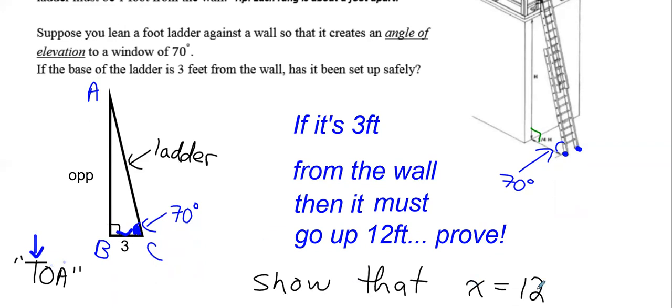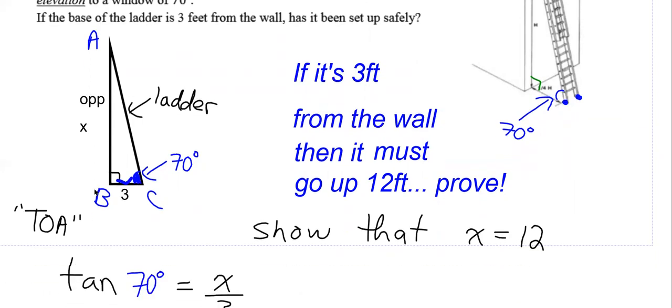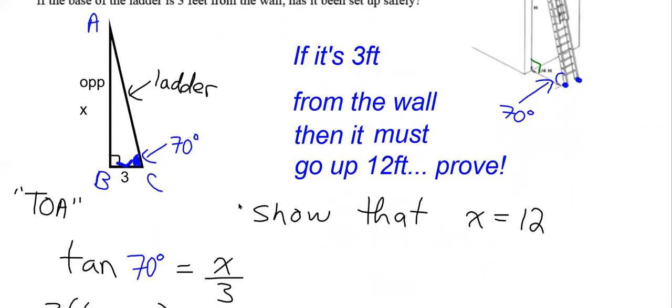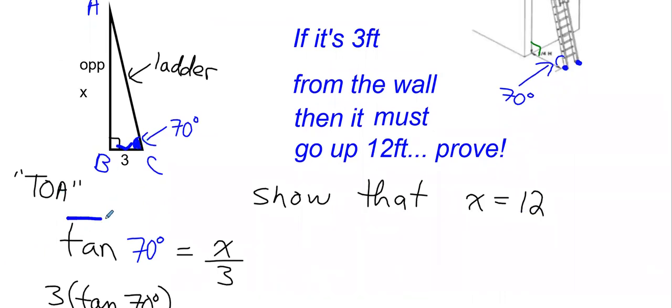All right, so your job is to show that x is equal to 12. I don't have x here labeled, but this is your opposite side right there. So that's your x. Okay, so you've got to show that x is 12. All right, so how do you do that? Well, you set up your trigonometric ratio. So it's the name of the ratio, tangent. You need your angle, which in this case is 70, and then it's going to be the opposite side, which we don't know, it's x, so opposite the 70 is x, and the adjacent is 3. Now we have a formula that we can solve for x.